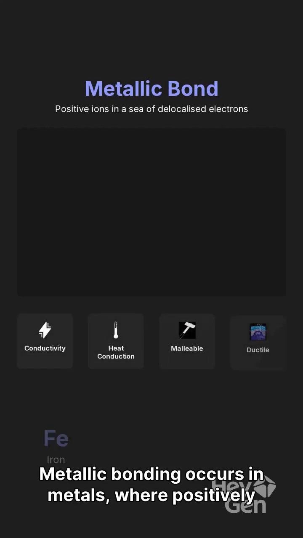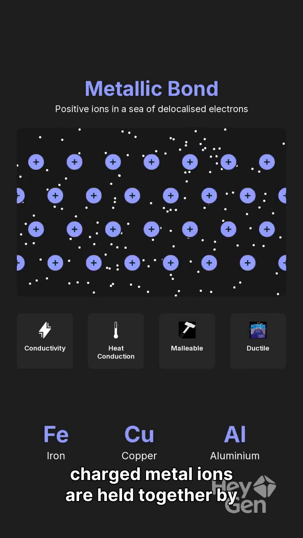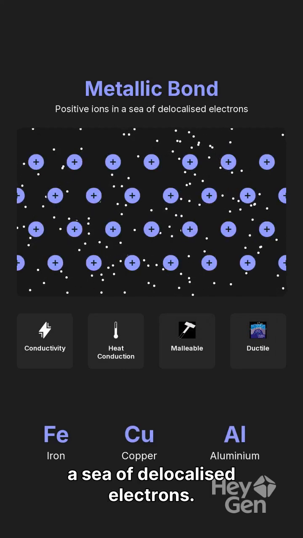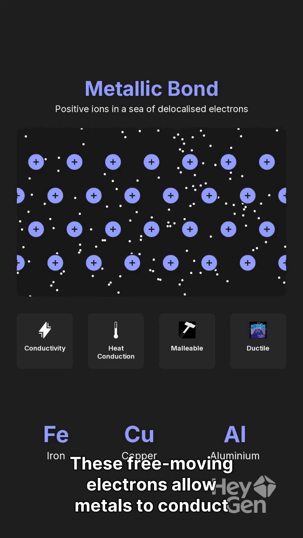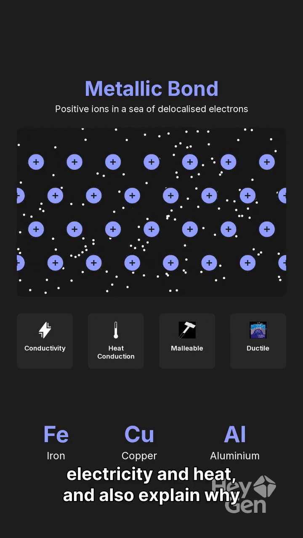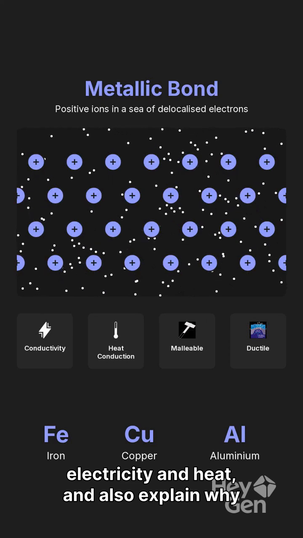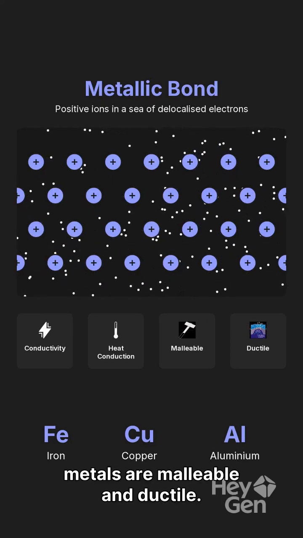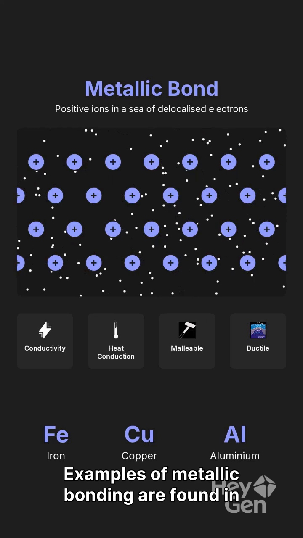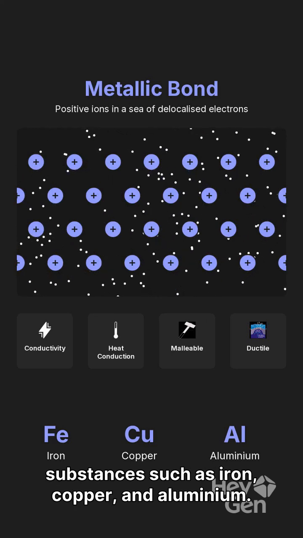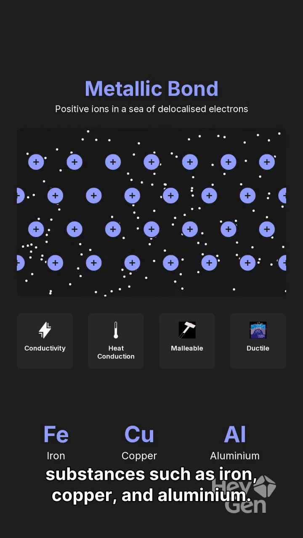Finally, I will discuss the metallic bond. Metallic bonding occurs in metals, where positively charged metal ions are held together by a sea of delocalized electrons. These free-moving electrons allow metals to conduct electricity and heat, and also explain why metals are malleable and ductile. Examples of metallic bonding are found in substances such as iron, copper, and aluminium.